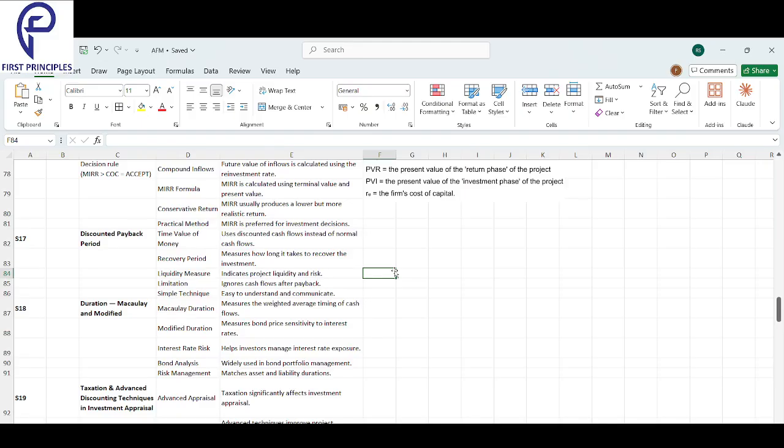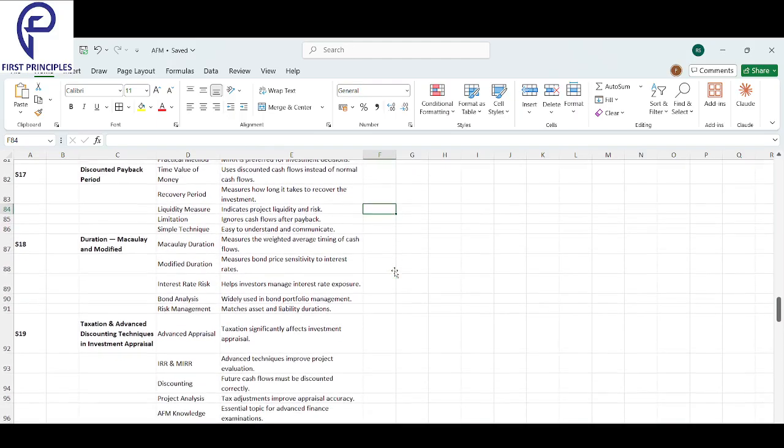And the recovery period measures how long it takes for you to recover your initial investment. It's a very good liquidity measure. Limitation: it ignores your cash flows after payback. It's a simple technique, easy to understand and easy to communicate. So nothing difficult on this.